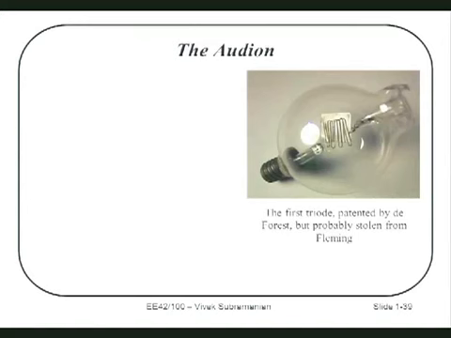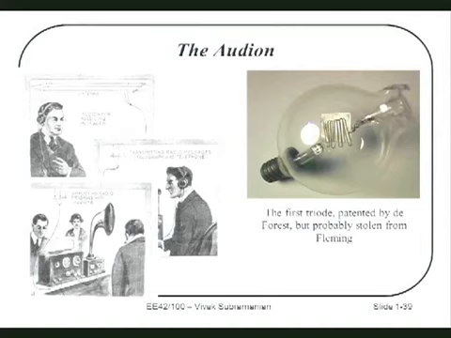So the first modern vacuum tube type semiconducting device was called the Audion. This is an interesting story, but it was patented by a guy named Lee DeForest. It's almost certain that he stole the idea from another guy named Fleming. And the reason is he could never explain how it worked. But Fleming could explain it perfectly.